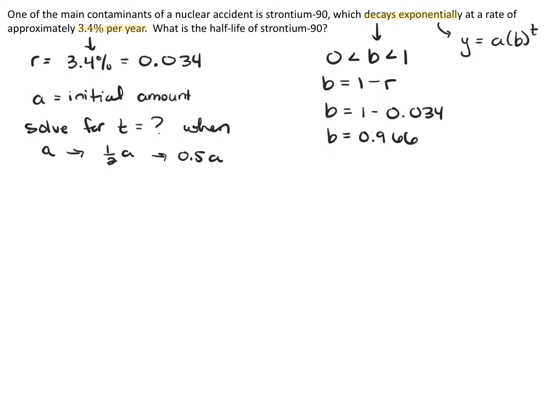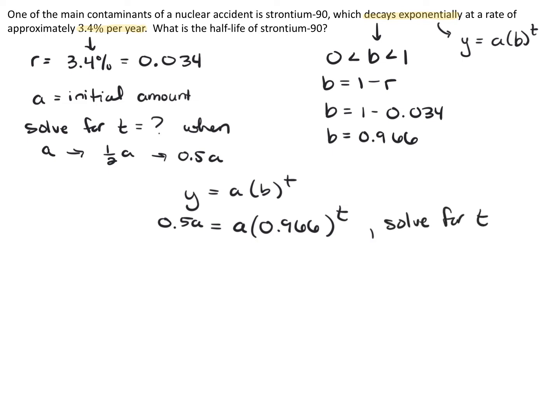Okay, so I'm going to put all the pieces together to solve for t. So let's write down everything that we have for this exponential decay function. So let's see here. We want to know what is t when A becomes half of A. All right, and we have a decay factor of 0.966. So hopefully you can see here we have an equation where I can solve for t. So let's go ahead and divide both sides by A. So 0.5A divided by A is going to give me a half on the left.